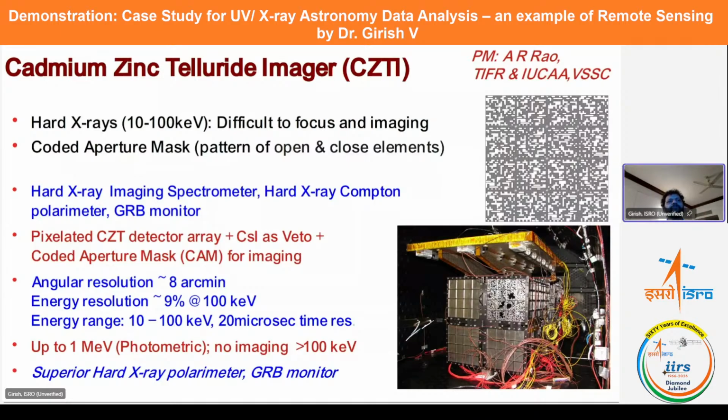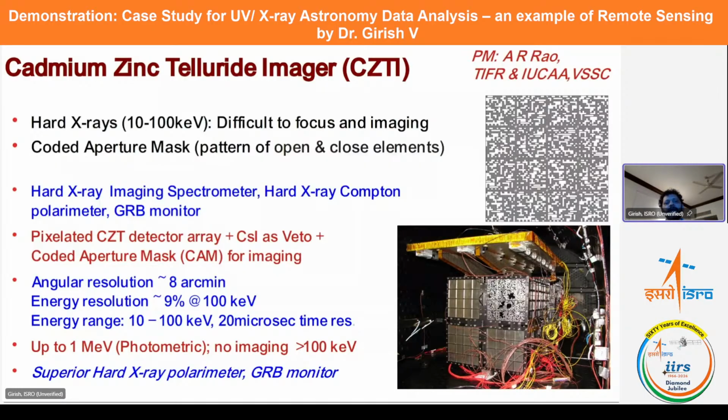Extending the same principle, we can define a set of open and closed elements, where closed elements will stop the X-rays and open elements will allow them through. Using this mask, we can image the sky in very hard X-rays. This method is called coded mask imaging, and you can see one such mask on the right side. These photons passing through the coded mask are made to fall on a pixelated array, and with some technique, we can detect the images. We can make images.